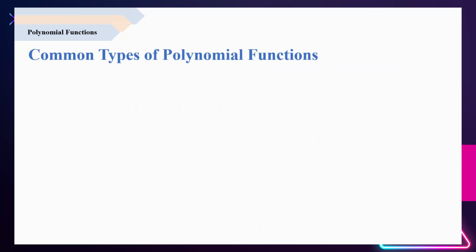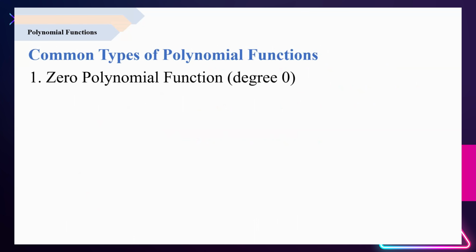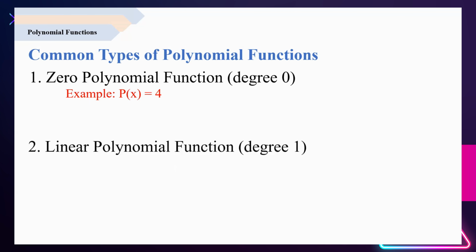Common types of polynomial functions. Number 1, zero polynomial function kapag ang exponent ay 0. Halimbawa, p of x is equal to 4 is an example of zero polynomial function. P of x is equal to negative 5. P of x is equal to 1/4. So, lahat ng whole number lang ang meron sa ating function, that is an example of zero polynomial function kasi ang kanilang exponent ay 0. So, any number, automatic, meron siyang exponent na 0.